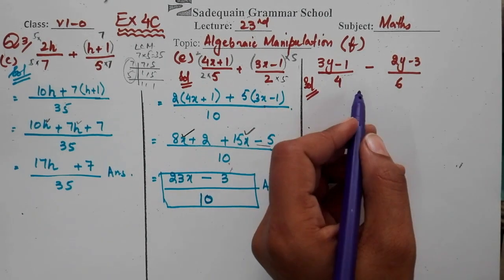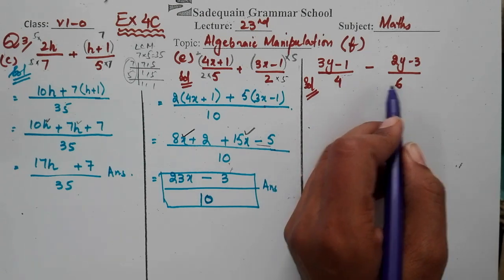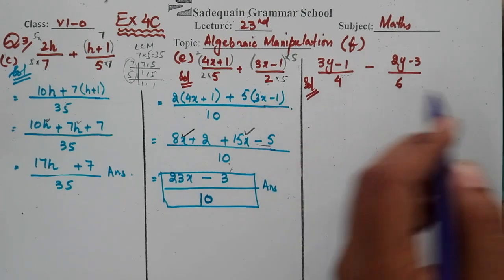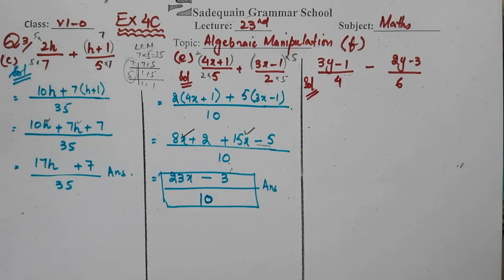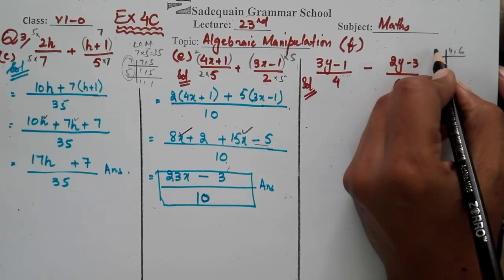Now what will be the first step? First we have to make the denominators the same by taking the LCM. Now here 4 and 6, these numbers are not prime numbers. Again I am telling you, these are not prime numbers. So here you have to take the LCM. So we will take the LCM of 4 and 6. Yes, it will be 12.